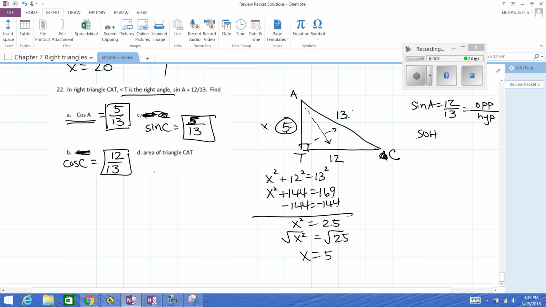Now, area of the triangle. Because it's a right triangle, it's 1/2 base times height. So 1/2 times 12 times 5 is 30.